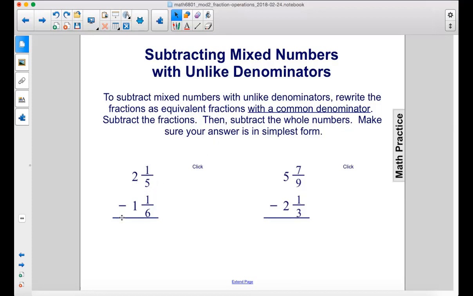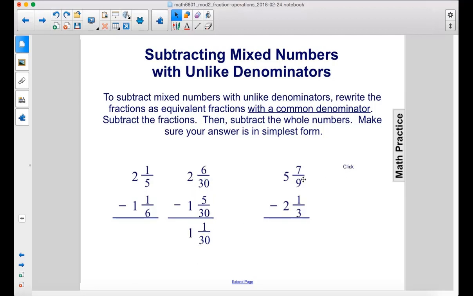2 and 1/5 minus 1 and 1/6. So we find the common denominator, which is 30. We convert the numerators, so 1/5 becomes 6/30 and 1/6 becomes 5/30. Then we subtract the fractions, we get 1 over 30, and we subtract the whole numbers, and we get 1.